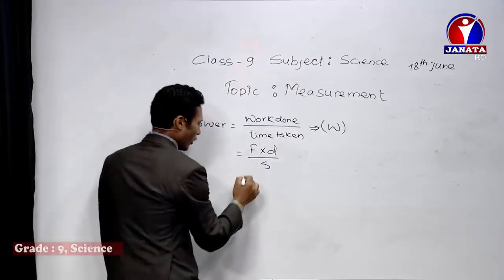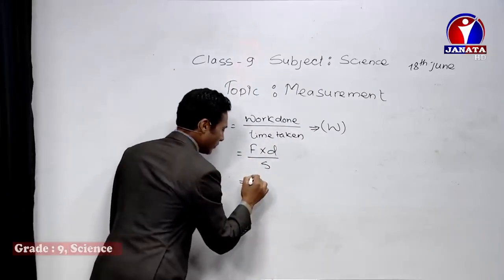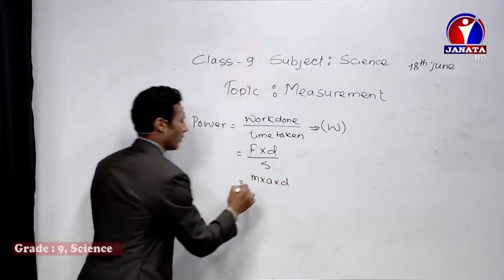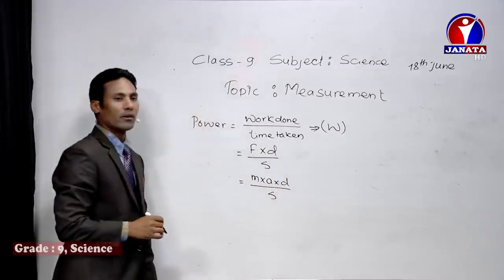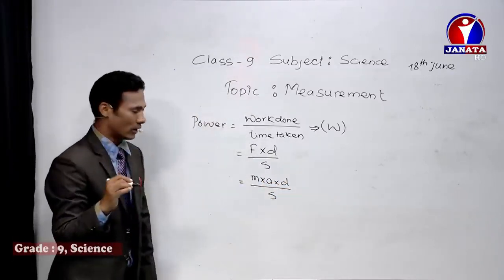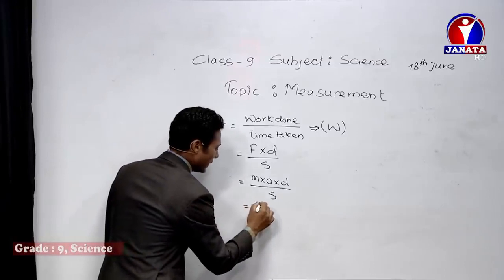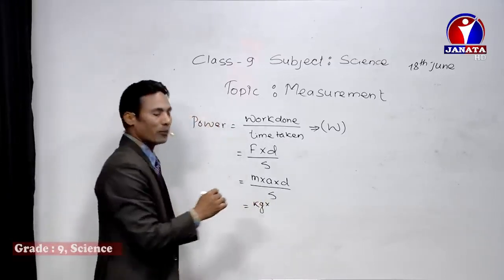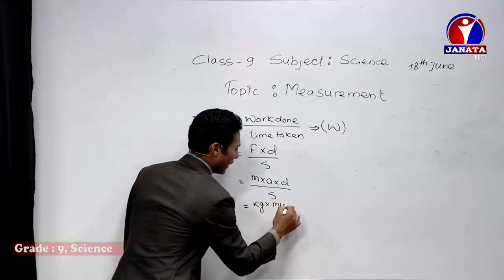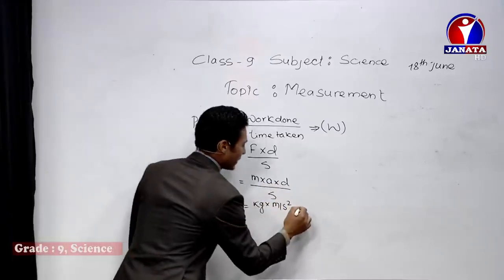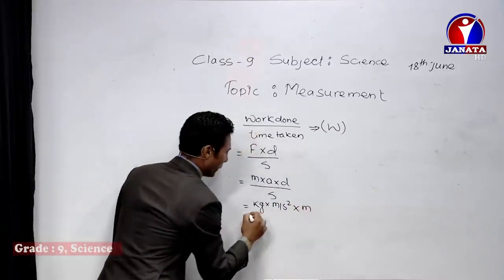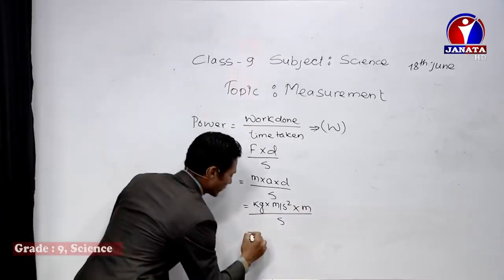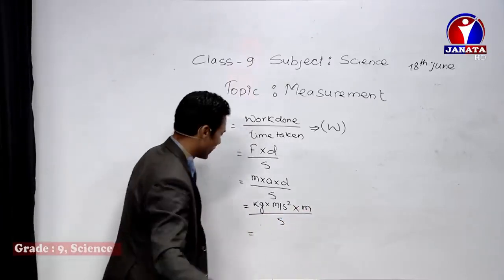Now what is the force? Force, as we have previously mentioned, is mass into acceleration, into displacement by time. So let's write down the units of these. Mass is kg, and acceleration is meter per second square, and distance is meter divided by s. So let's write it down like this. Okay, let me write it up here.